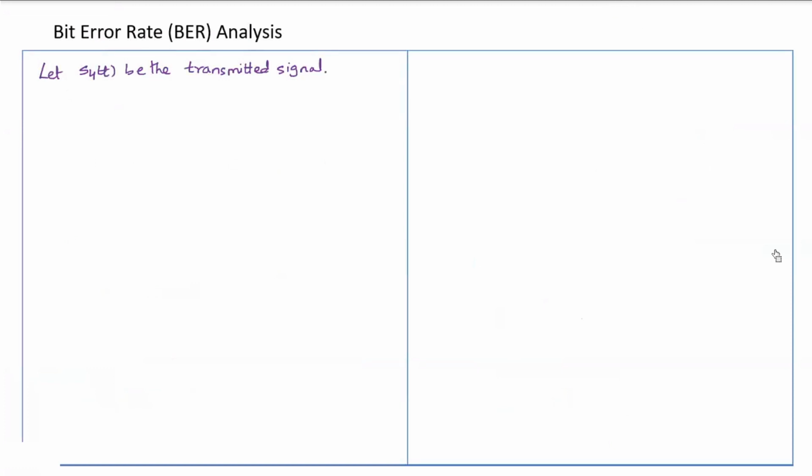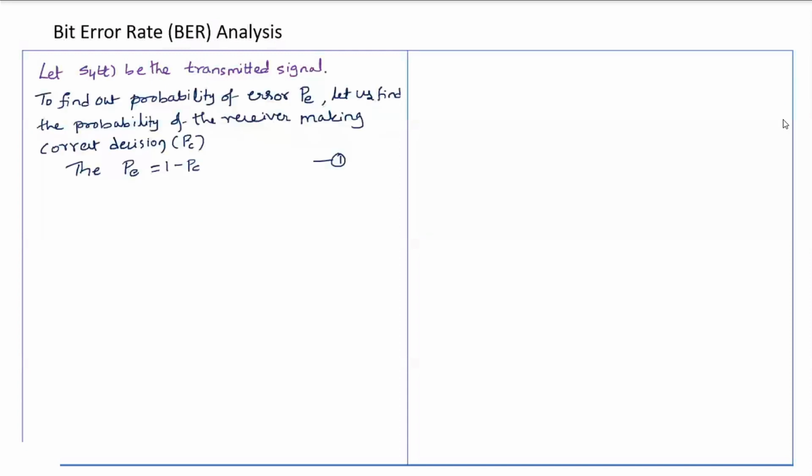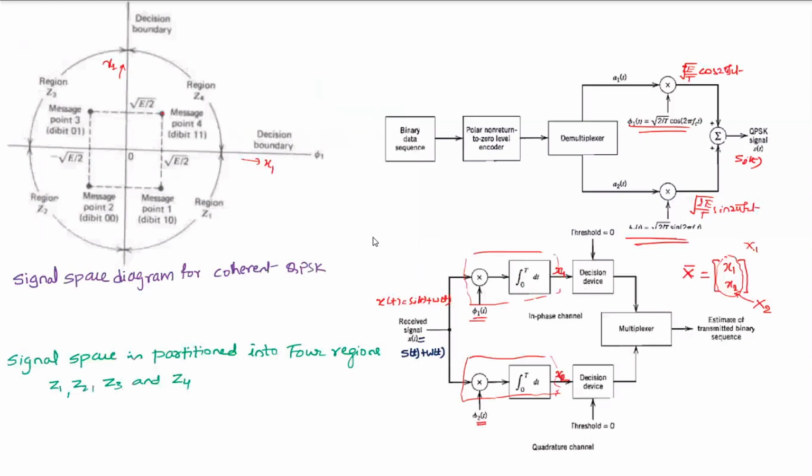Let us say S4 is the transmitted signal. S4 is a transmitted signal in the sense that it contains the information about 1 1. So 1 1 is contained in the phase of the carrier, S4. So to find the probability of error, our main analysis is the performance analysis, whether it is a very good performing system or not.